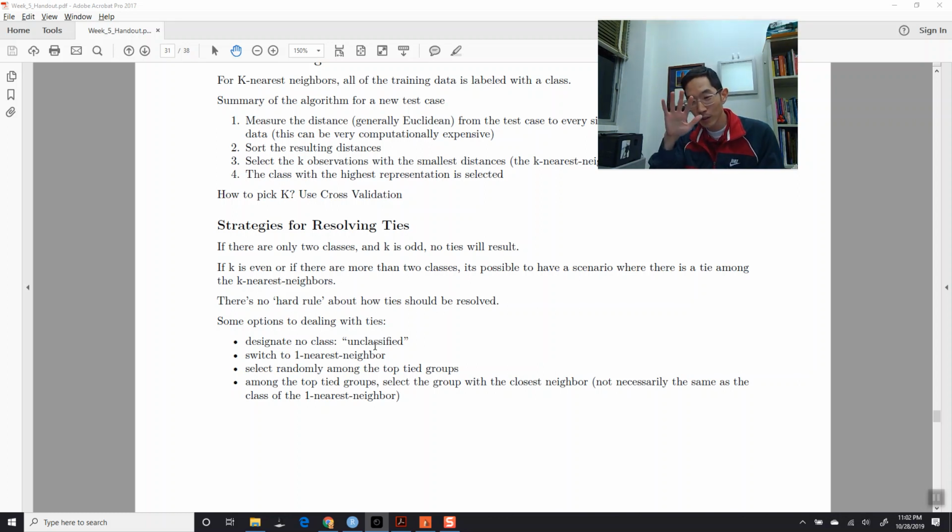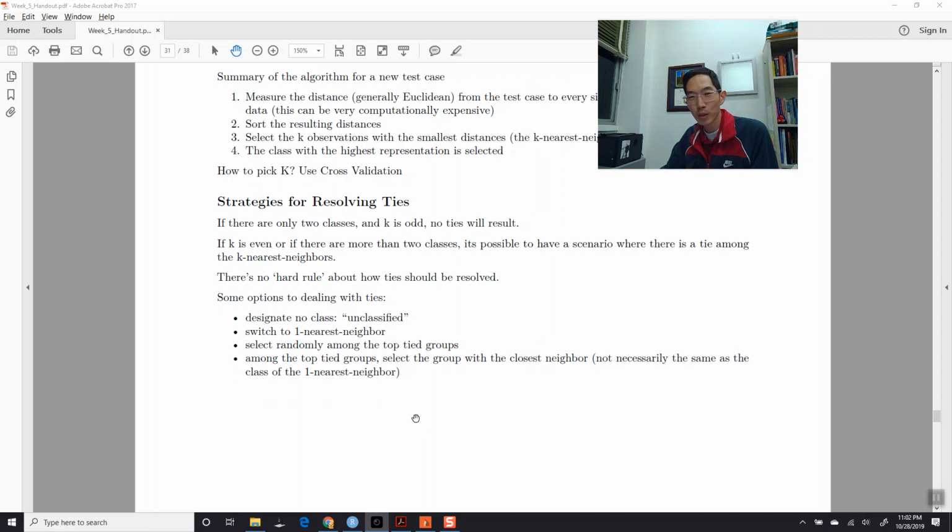So you can imagine if you have k equals 5, 2 are A and 2 are B. It's possible that C is the one nearest neighbor. And so you might not want it to say C. You might want to say, well, let's look at A and B because they were tied for the most, and we're going to pick between A and B which one had the closest neighbor or something. Okay, these are scenarios to think about.